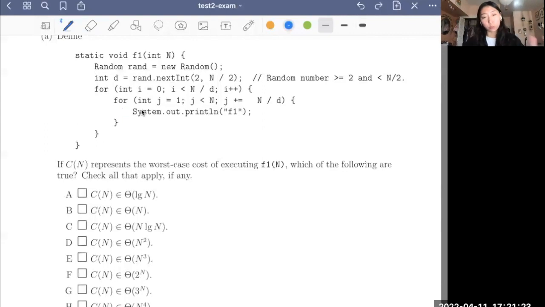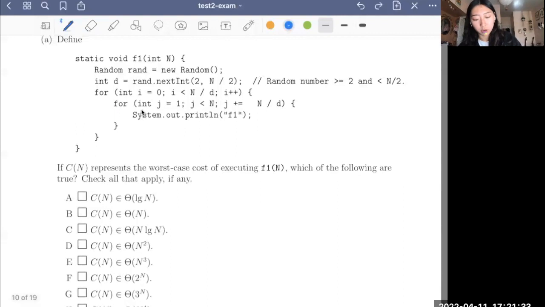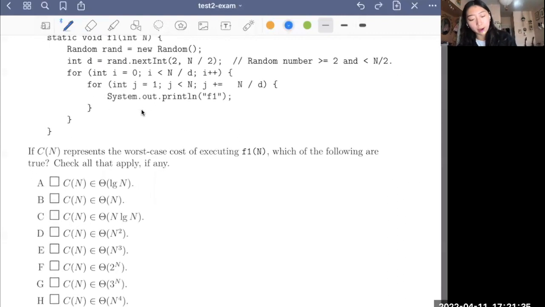And so the question is, what is the worst case cost of executing this function? Let's think about it for a moment. d could be anything in some big range, but regardless, what's going to happen is that we have the outer loop, which is going to go n over d times. And then for every time the outer loop goes, the inner loop is going to happen. We're going to go all the way from 1 to n, and the jumps we make are going to be of n over d in length.